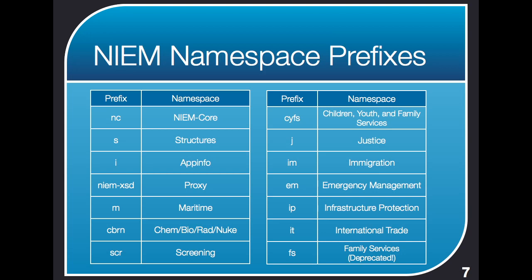Justice is a little J. Immigration is IM. Emergency Management is EM. Infrastructure Protection is IP. Remember, that's not intellectual property. In the NIEM, IP is infrastructure protection. International Trade is IT. Again, in the NIEM, that's not information technology, it's international trade. And then finally, the existing older family services domain, which has been deprecated by CYFS, is just FS for family services. So you'll still see that, but you shouldn't be using that because you should be using the CYFS domain instead.